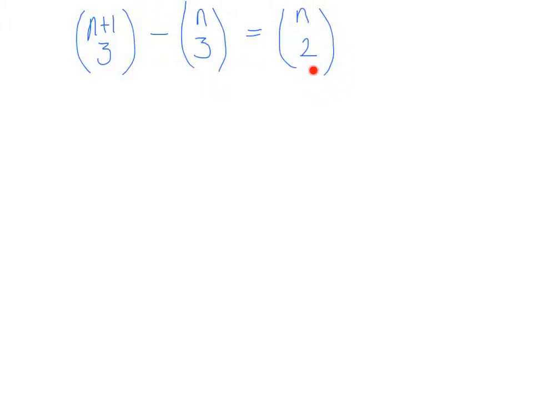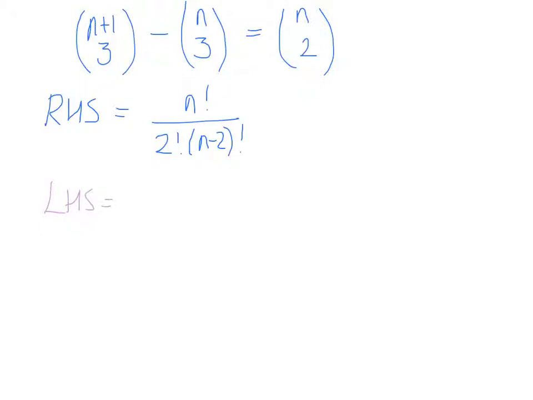All I'm going to do is put it in factorial form, then I'm going to concentrate on this side and make that equal. So on the right hand side, our basic factorial conversion that we need to know, n factorial over 2 factorial times n minus 2 factorial. Okay, and now I'm going to go to the left hand side. And I'm going to do the same for each of these.